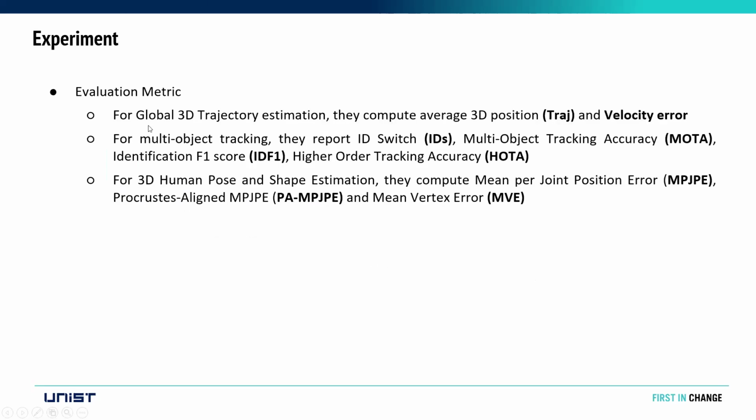Here are the evaluation metrics that they use. For global 3D trajectory estimation, they compute trajectory and velocity error. For multi-object tracking, they report the ID switch, MOTA, IDF1, and higher order tracking accuracy. And for 3D human pose and shape estimation, they compute the MPJPE, PA-MPJPE, and PVE errors.